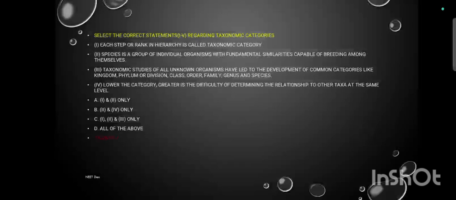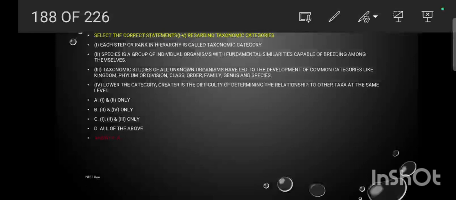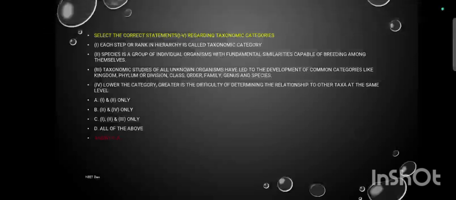So here the correct option is answer A, that only statement 1 and statement 2 are correct. Because in statement 3, it says taxonomic studies of all unknown organisms, which should be known organisms. And in statement 4, it says lower the category. Here it should be higher the category, greater is the difficulty of determining the relationship to other taxa at the same level.